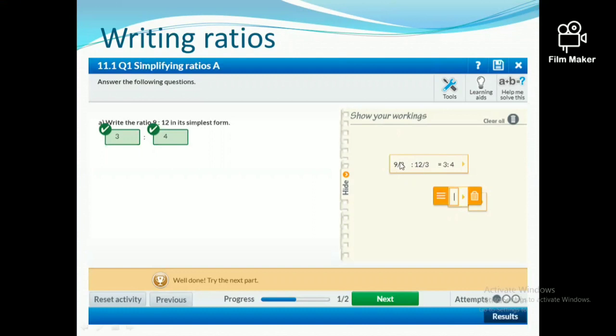If you divide 9 by 3, the answer is 3. 12 divided by 3 is 4. Therefore, the answer for this question is 3 ratio 4. That is the simplest form of the ratio 9 ratio 12.